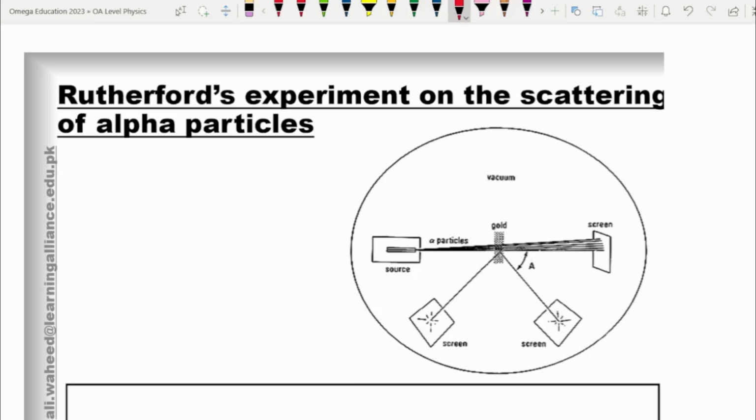And what was expected? The expectation was that the atoms were like the pudding, with positive charge spread evenly throughout and with negatively charged electrons scattered inside, like the raisins in the pudding. But what happened was something different. When they shot alpha particles at the gold foil that you can see in the middle, it was expected that all of the particles would pass through the gold foil, and most of them did. They passed through in a straight line, but some of them bounced back.